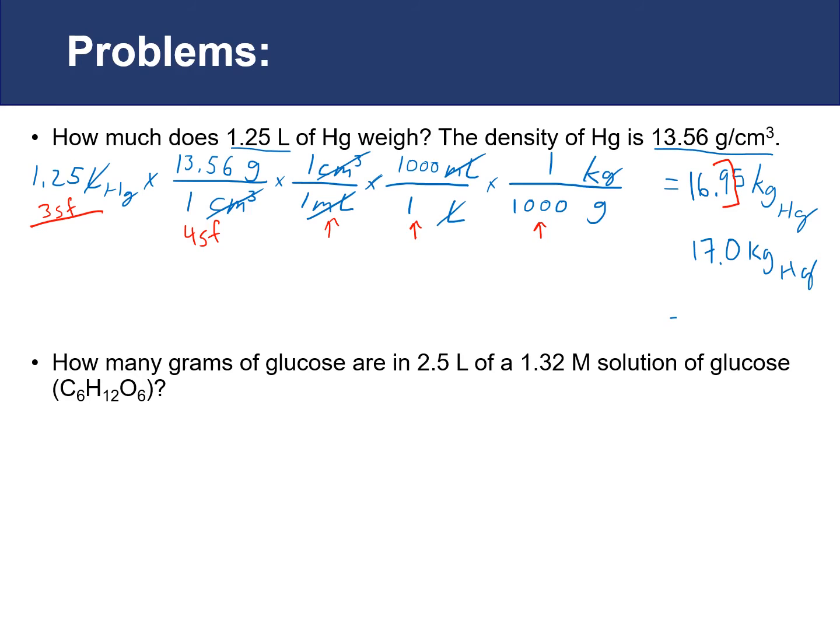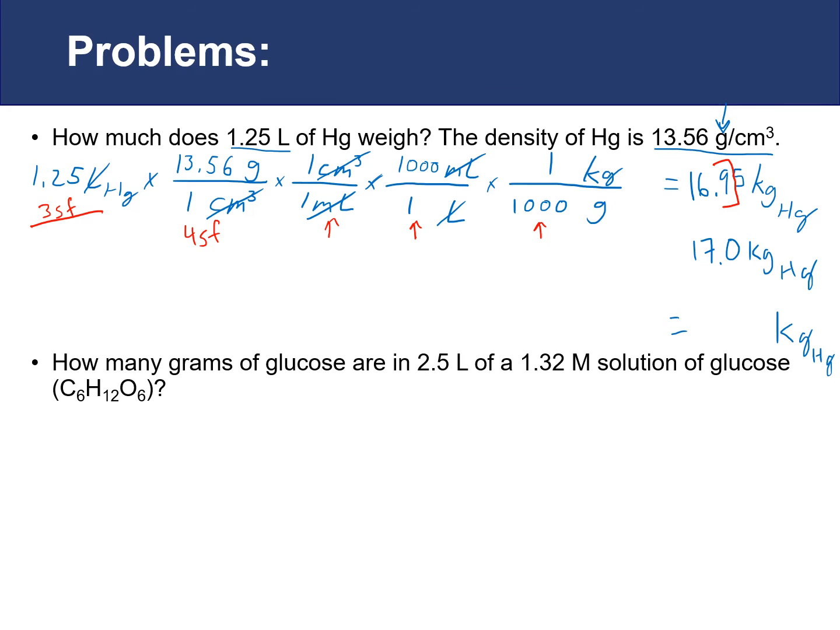Now we could have also used the 13.56. Let's say we're again trying to find our value in kilograms. But this time, instead of starting out with the volume, we start out with the density. If we're doing that, we would want to set it up such that our units line up. We have grams here, and so I'm going to write this out with the grams on top because grams and kilograms are both units of mass.